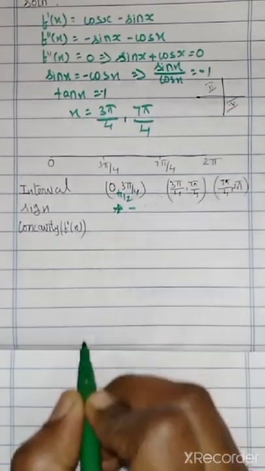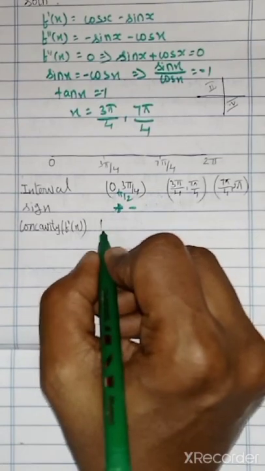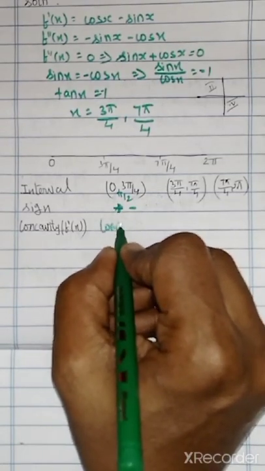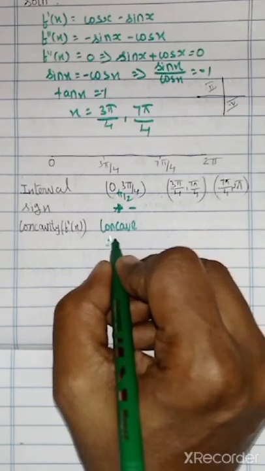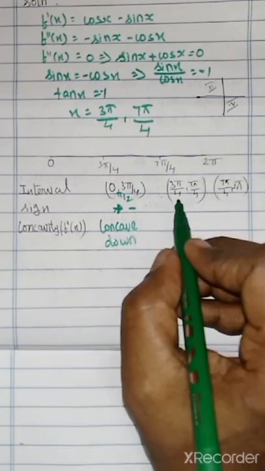It is not positive, so negative. Negative now what? Concave down. Correct? Concave down. Okay, next.